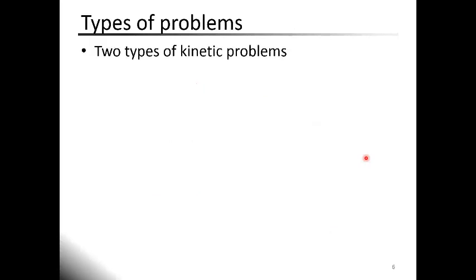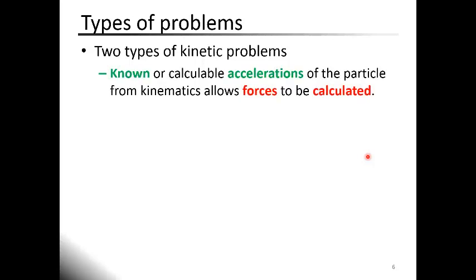So generally here in the kinetic problems, we have two types of problems. The first type is that we have a known acceleration. The acceleration is known. Either it is given or can be calculated using the kinematics analysis. And the forces are calculated. So we are required here to calculate the forces. In this case, this problem is generally straightforward. We wouldn't find any problem with this kind of problem.